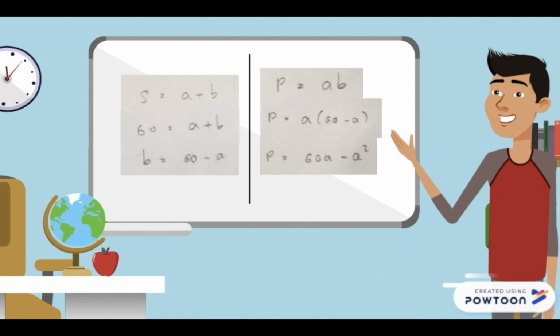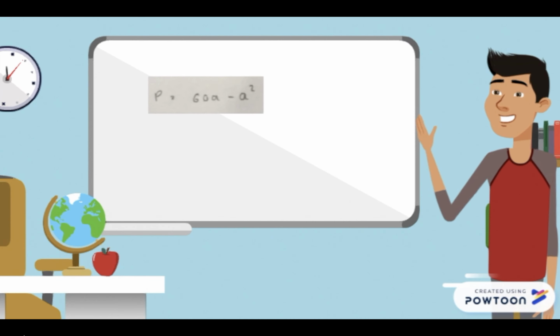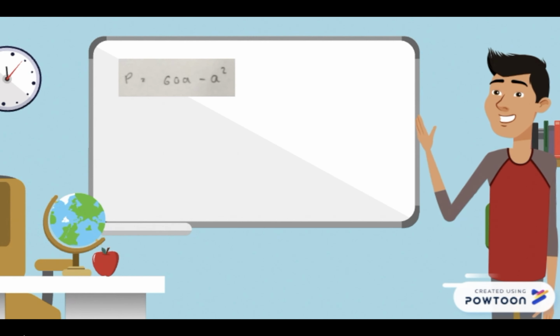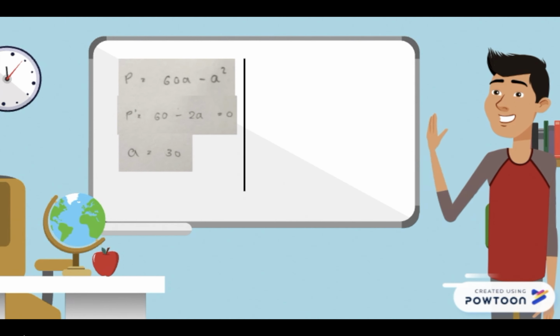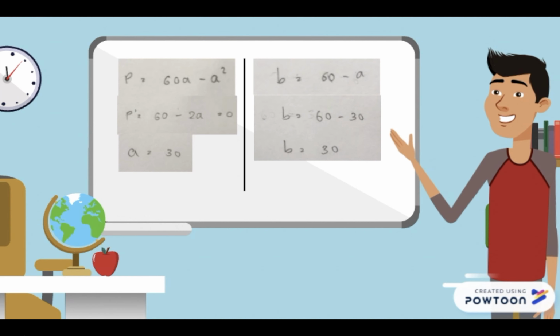So we want to make this function contain only one variable. In order to solve, make the first function by solving for a or b. Let's solve for b by subtracting a from both sides. Then we now know that b is 60 minus a, right? Replacing b by 60 minus a in the product function, we will get 60a minus a squared.